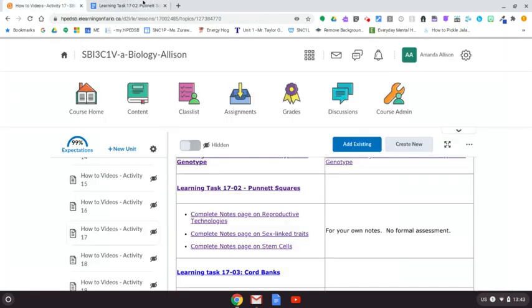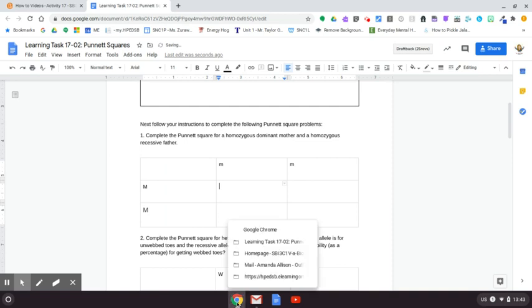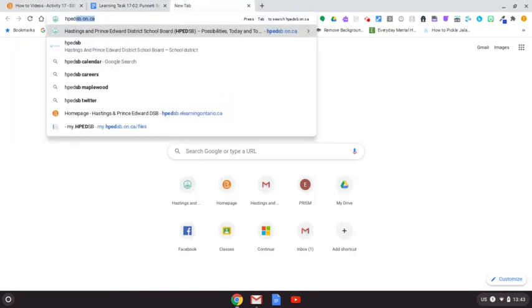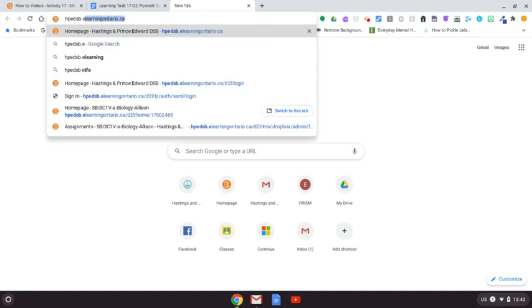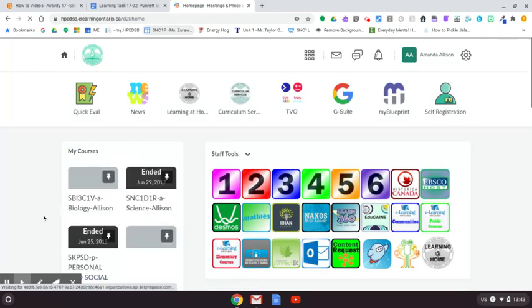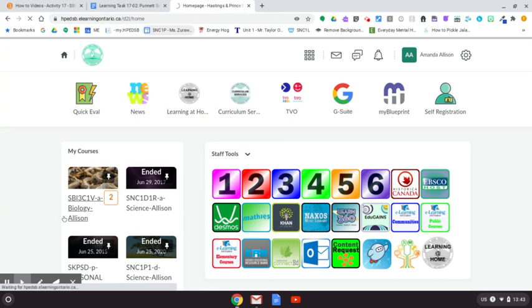Let me just pull up, because I don't know if the learning task has you do the probabilities. Let me just pull that up. Okay. While that loads, let's go here.